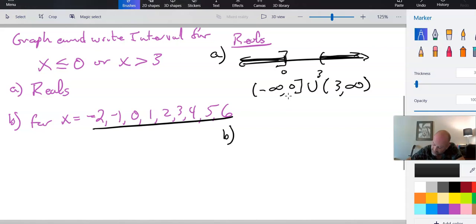So let's see here. Negative 2 is less than 0. Negative 1 is less than 0. Oh, and then it's a less than or equal to. So when I get to 0, 0 is less than or equal to 0. 1 doesn't satisfy either inequality. 2 doesn't satisfy either inequality. 3, oh, nope, it doesn't satisfy. It doesn't have an equal to on here, right? Because 3 isn't greater than 3. It's equal to 3. So that means 4, 5, and 6 are the only other numbers.